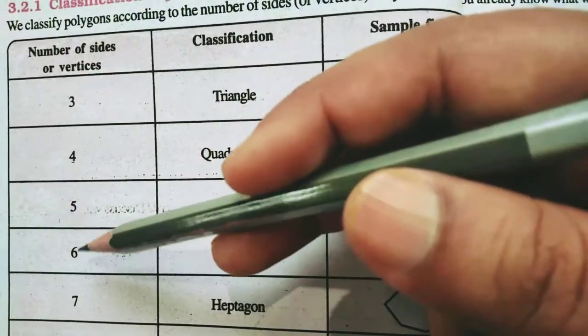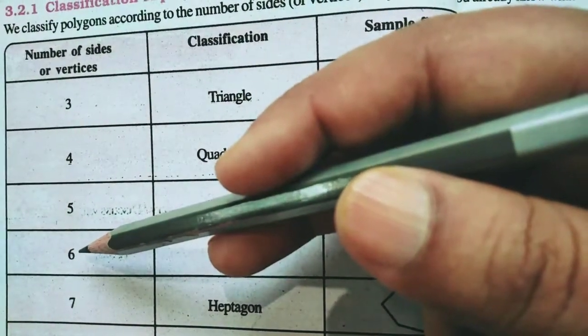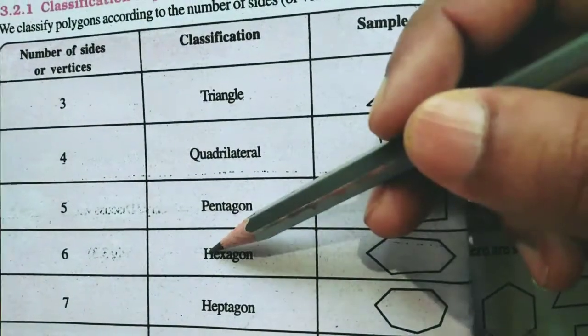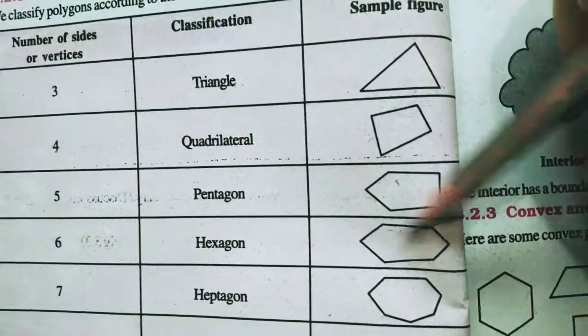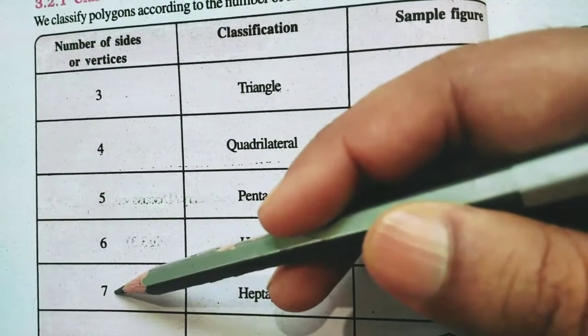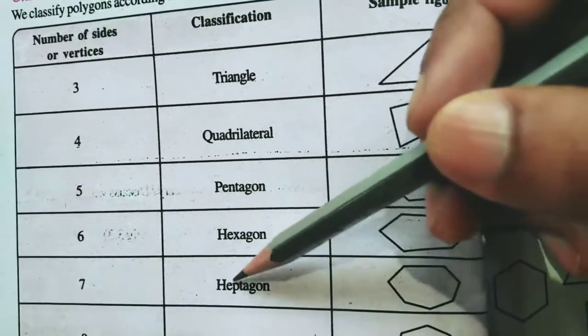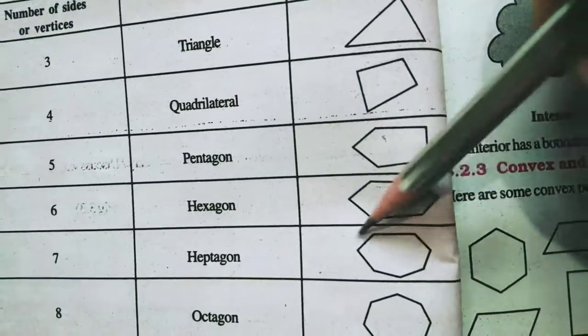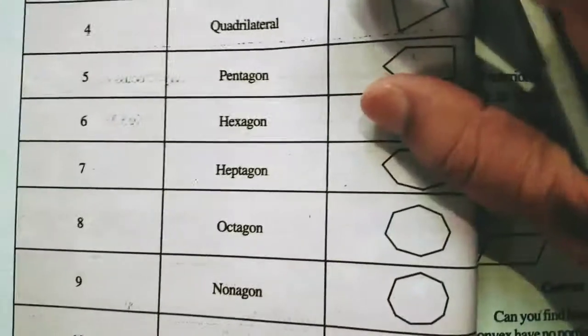Then any figure which has 6 sides and 6 vertices is called a hexagon. Hexa means 6. So this is the hexagon. Then any figure which has 7 sides or 7 vertices is called a heptagon. Hepta means 7. This is a heptagon having 7 sides.